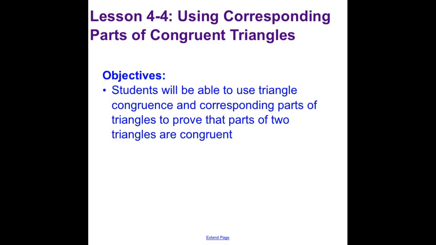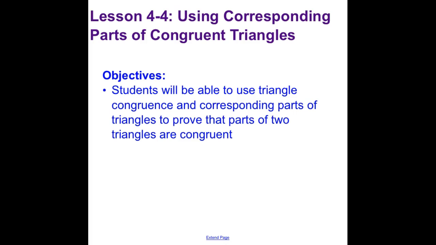This is Geometry Lesson 4.4, using corresponding parts of congruent triangles. The objective for this lesson is that you will be able to use triangle congruence and corresponding parts of triangles to prove that parts of two triangles are congruent. Basically, all the proofs that go with this lesson are one step farther than what we've done before.